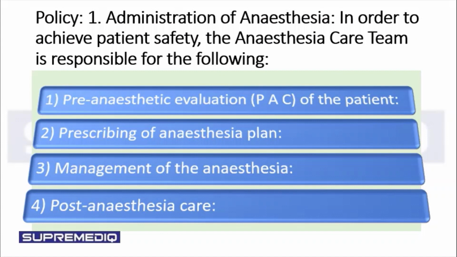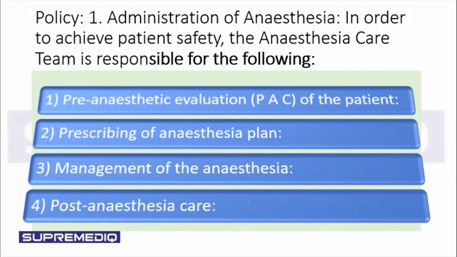Administration of anesthesia. In order to achieve patient safety, the anesthesia care team is responsible for the following. 1. Pre-anesthetic evaluation, PAC, of the patient. A pre-anesthesia evaluation allows for the development of an anesthesia plan that considers all conditions and diseases of the patient that may influence the safe outcome of the anesthesia. Although non-physicians may contribute to the preoperative collection and documentation of patient data, the anesthesiologist is responsible for the overall evaluation of each patient, and needs to document it in writing.